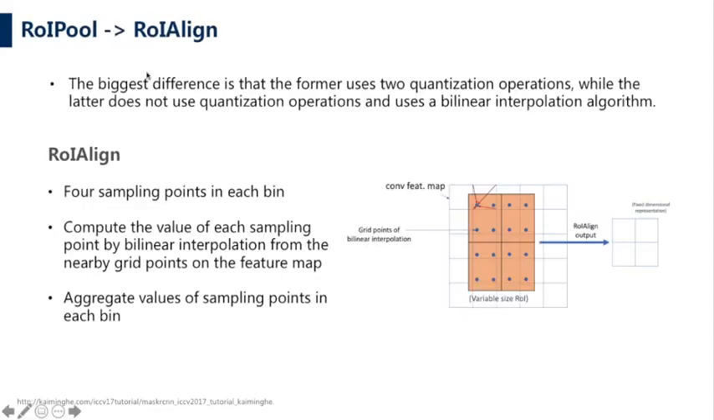The biggest difference is that the former uses 2 quantization operations, while the latter does not use the quantization operation and uses a bilinear interpolation algorithm. The ROIs use 4 sampling points in each bin and compute the value of each sampling point by bilinear interpolation from the nearby grid points on the feature map.